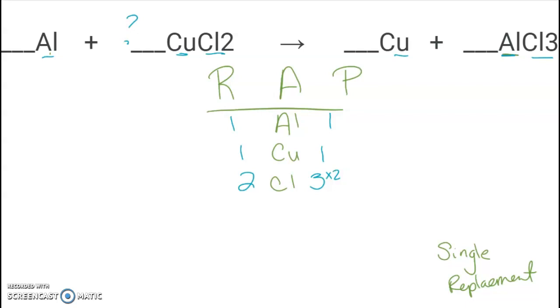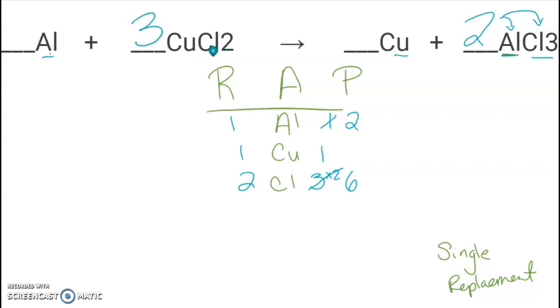So that means I need to put a 2 here, which tells me I have 6 chlorine now on my product side, but it also goes to my aluminum. So I now also have 2 aluminum on my product side. We'll get back to balancing that one after, but for now we'll look at just the chlorine. Now we want to know, how do I get that copper chloride to equal 6 also? If I have a 2 here, that means I need to multiply all of this by 3.